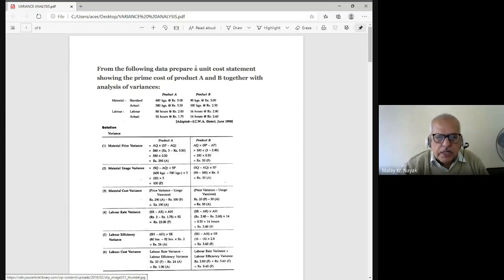You do the sum for product B. Lisa is there or not? I don't know. Labor cost variance for product B, you do it. Labor cost variance equals actual labor cost minus standard labor cost, ALC minus SLC.